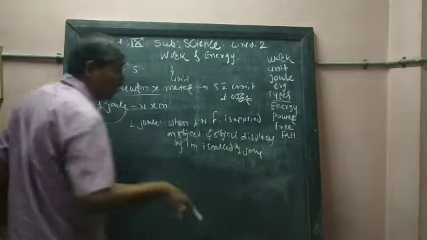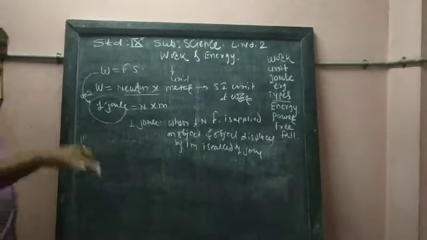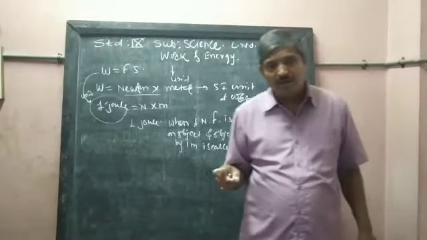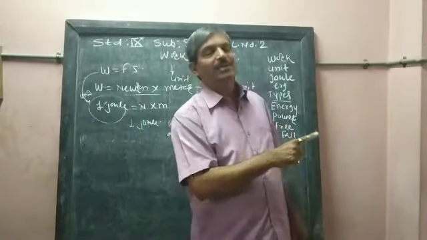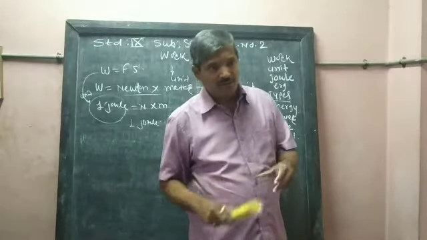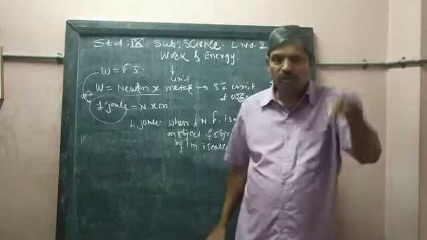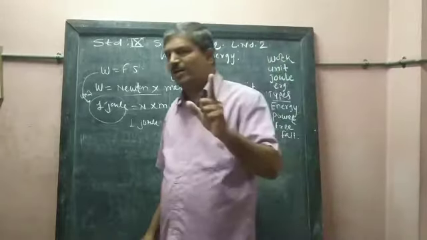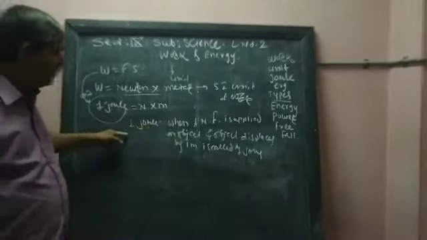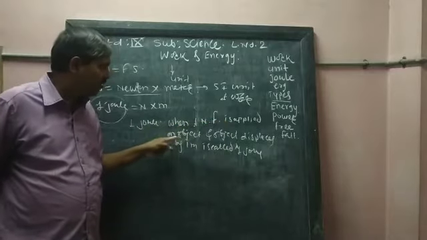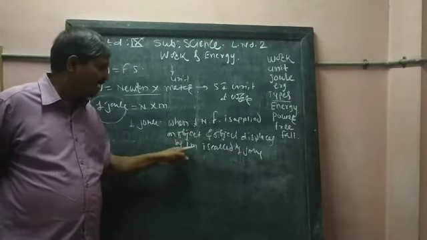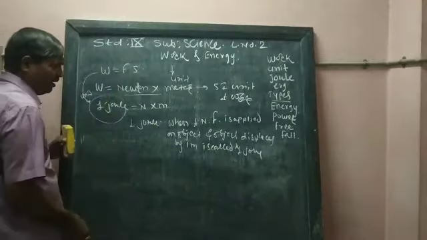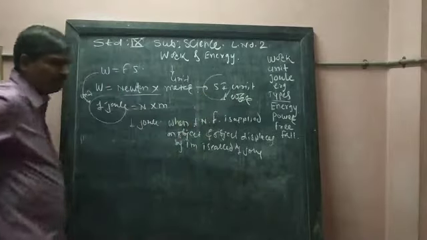Simple definition in your own language. Otherwise, in the textbook it is mentioned that when 1 Newton force causes a displacement of 1 meter, it is called 1 joule. Understand what I told? 1 Newton force applied on the object causes 1 meter displacement, that is called 1 joule. Or in simple language, when 1 Newton force is applied on the object and the object displaces by 1 meter, it is also called 1 joule. This is the unit of work done in the SI system.